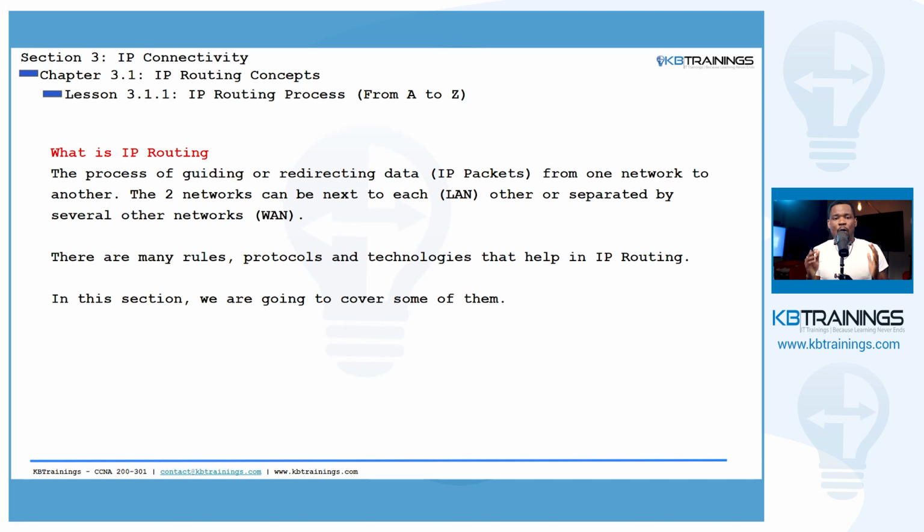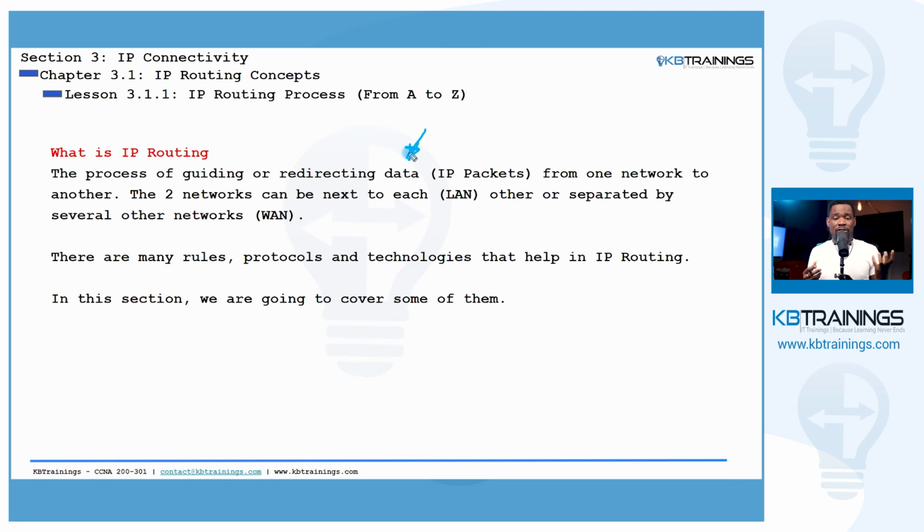So to start, what is IP routing? IP routing is this process of guiding or redirecting an IP packet, which actually are the constituents of the data. So the data that you are transmitting on your network will be just IP packets that are being moved from the origin to the destination. So the process of moving those packets from one network to another network is called IP routing, because a route needs to be found between the origin and the destination.